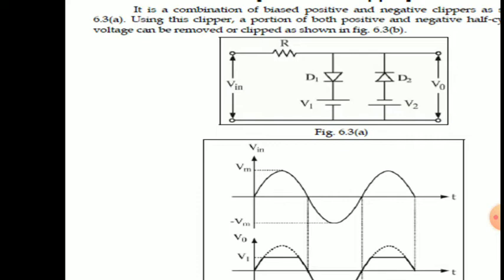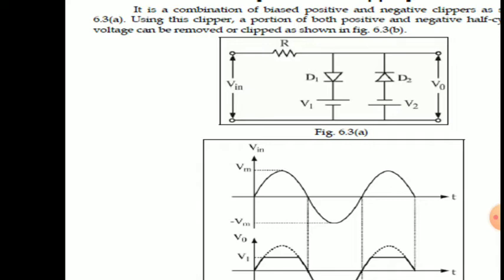First consider D1 and V1. VP, the voltage at the positive terminal, is whatever we are applying as V input, that is greater than V1. Otherwise, first consider up to V1. First consider V input less than V1, that is the positive half cycle only. In the positive half cycle, V input less than V1. So VP will be less than V1.